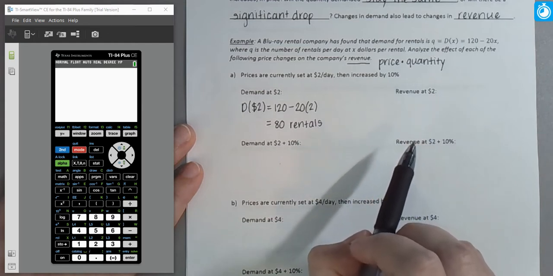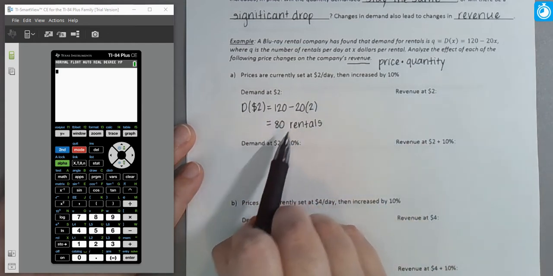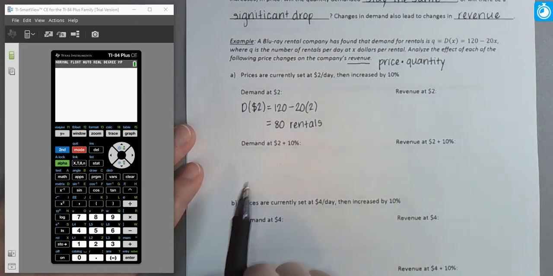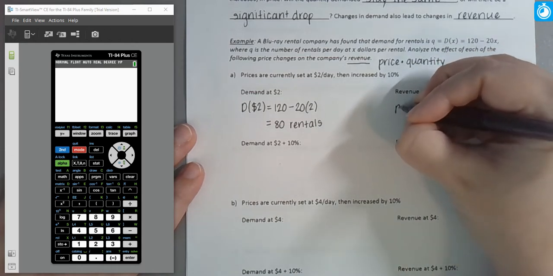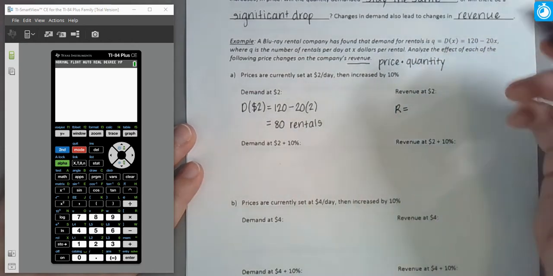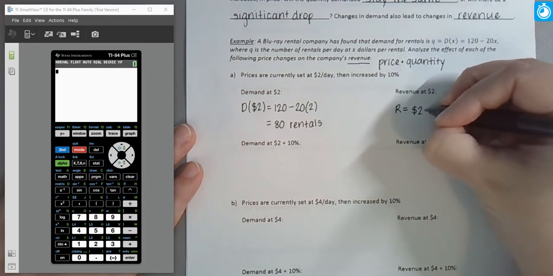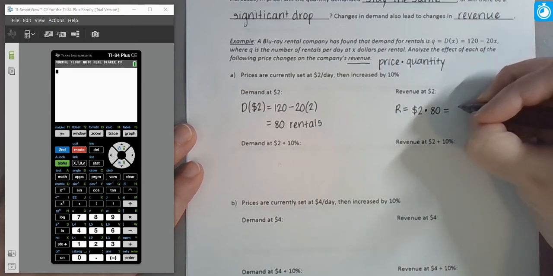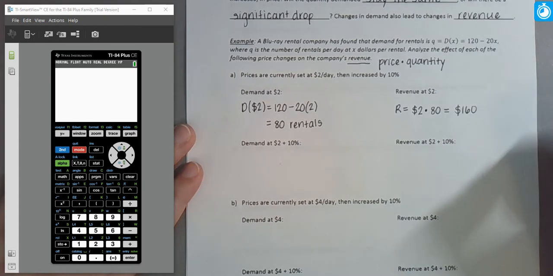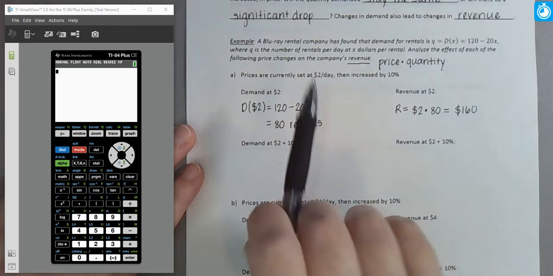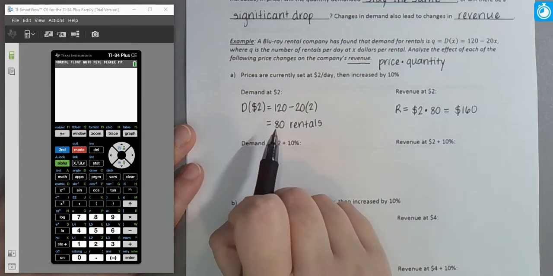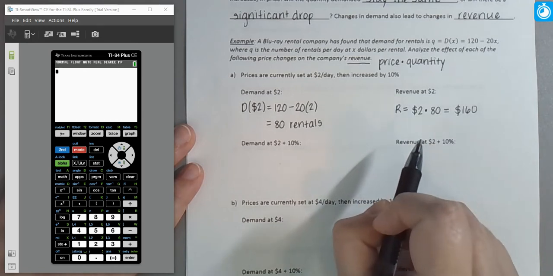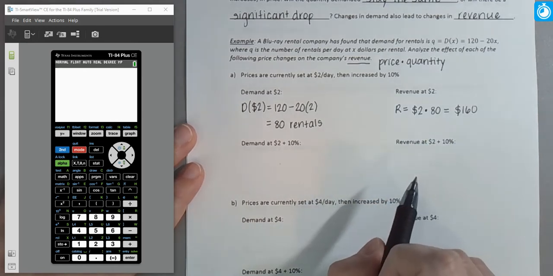So revenue at $2. In other words, how much are we making if we end up with 80 rentals? Well, our price is set at $2 and we have 80 rentals. So our revenue is going to be our price of $2 multiplied by the quantity of rentals, which is 80 in this case. And so that's going to give us revenue of $160. So when we set the price at $2 per day, we expect to have 80 rentals, and the resulting revenue, taking $2, multiplying it by the quantity of rentals, is going to be $160.